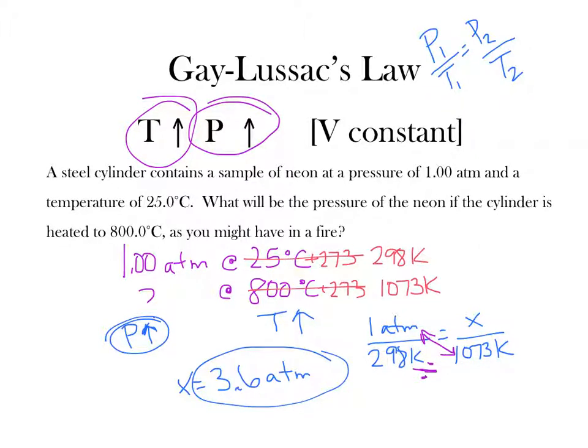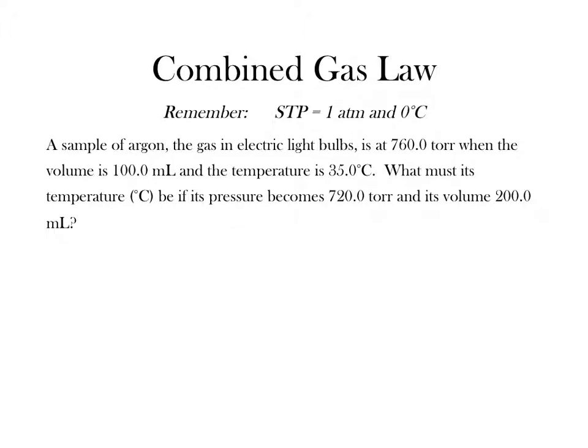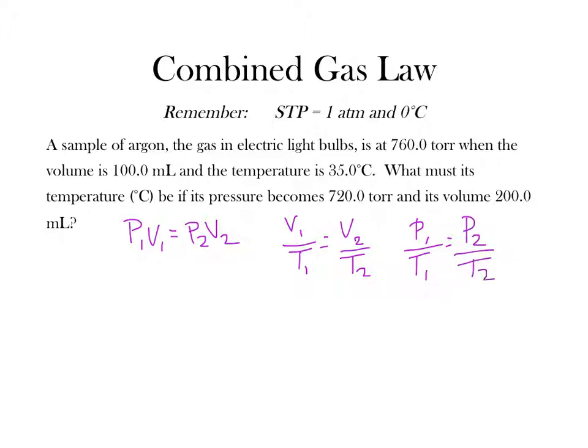Let's check it to make sure it's reasonable. We started with 1 atmosphere, we ended up with 3.6 atmospheres, and we said the pressure was going to go up. So everything looks fine to me. Let's combine these gas laws. So if we had P1V1 equals P2V2, and then we had V1 over T1 is V2 over T2, and we had P1 over T1 equals P2 over T2, we can combine all three of these things.